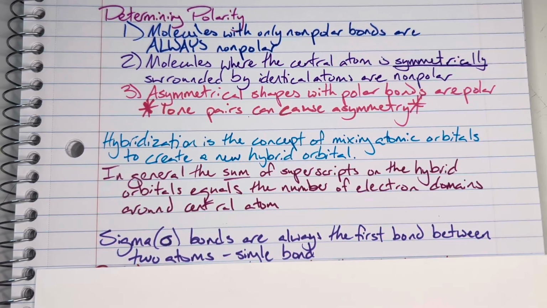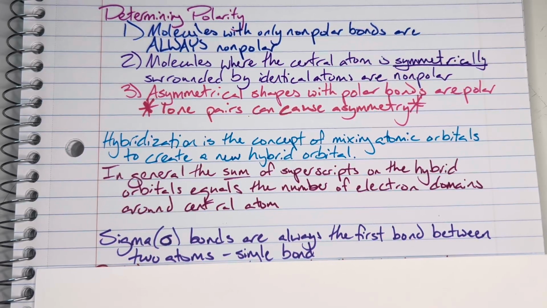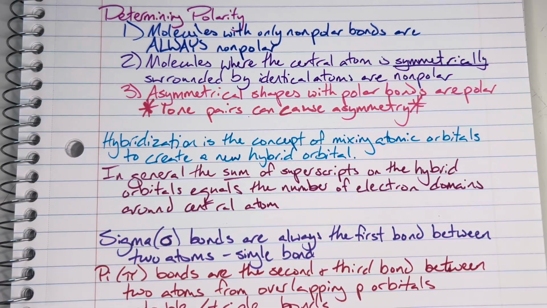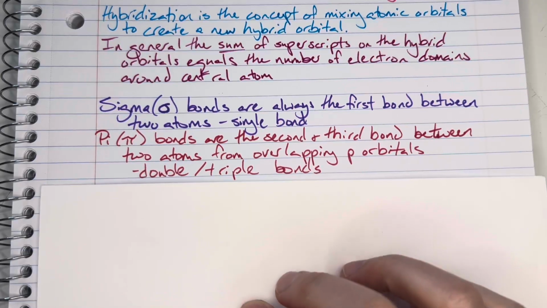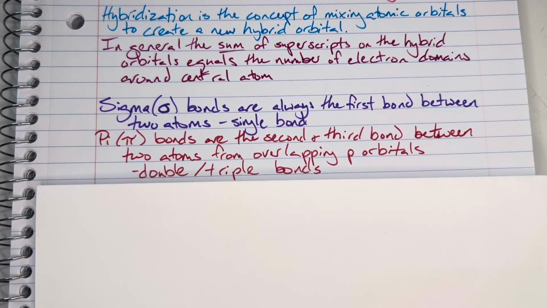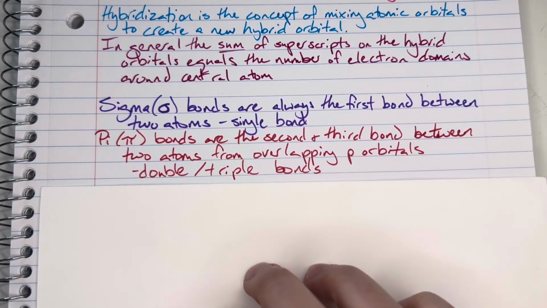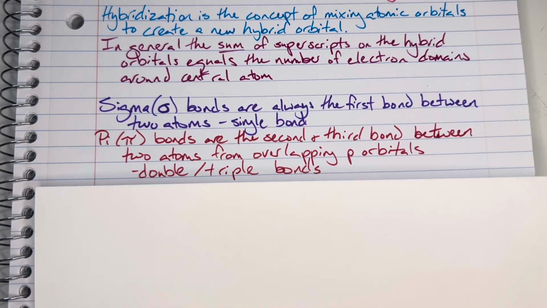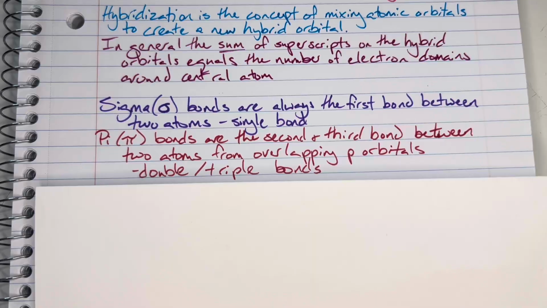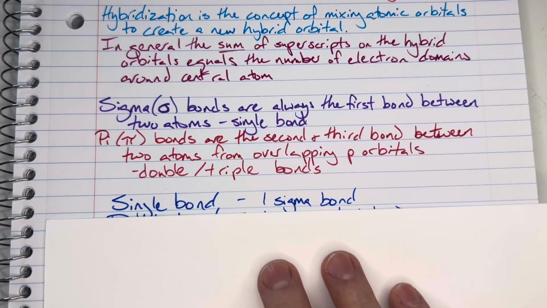And then we have sigma bonds, which are always going to be our first bonds that are formed between two atoms. That means any single bond is going to be a sigma bond. And then you have pi bonds, and pi bonds are going to be the second and third type of bond between two atoms. And those are caused by overlapping p orbitals. And so pi bonds are going to come from double and triple bonds. That second and third bond would be a pi bond. Again, for single bonds, that is just one sigma bond.